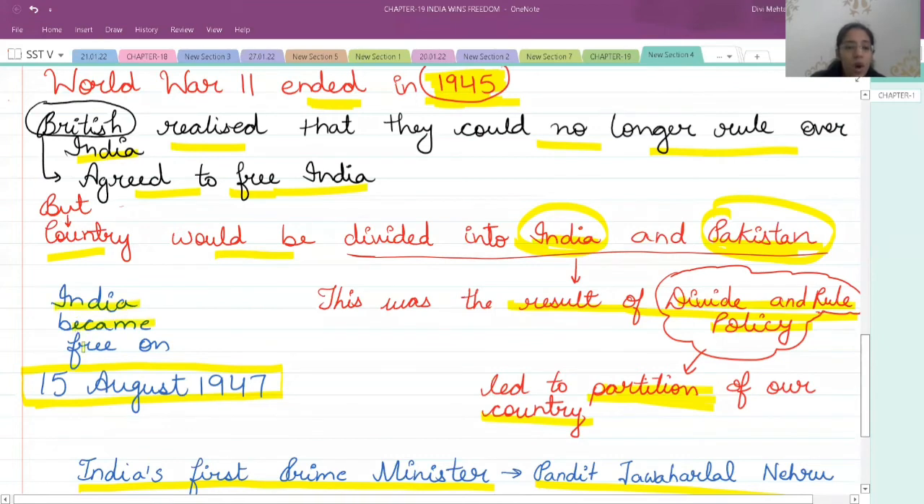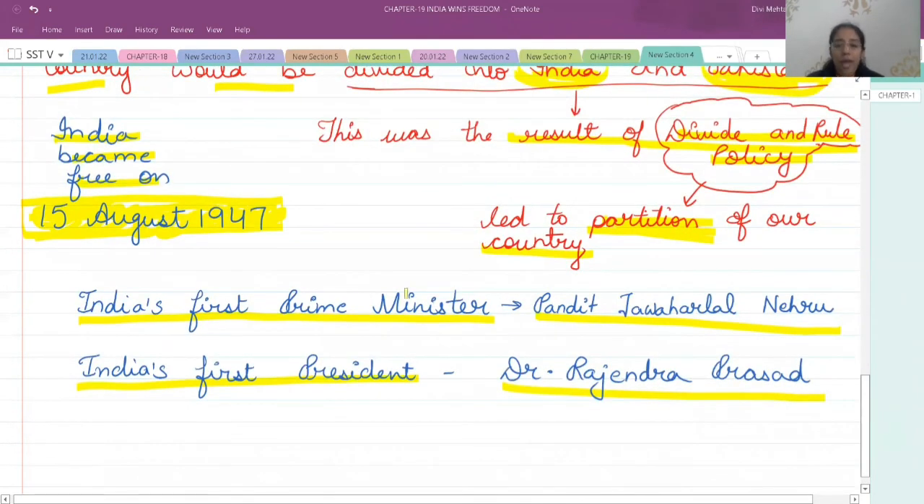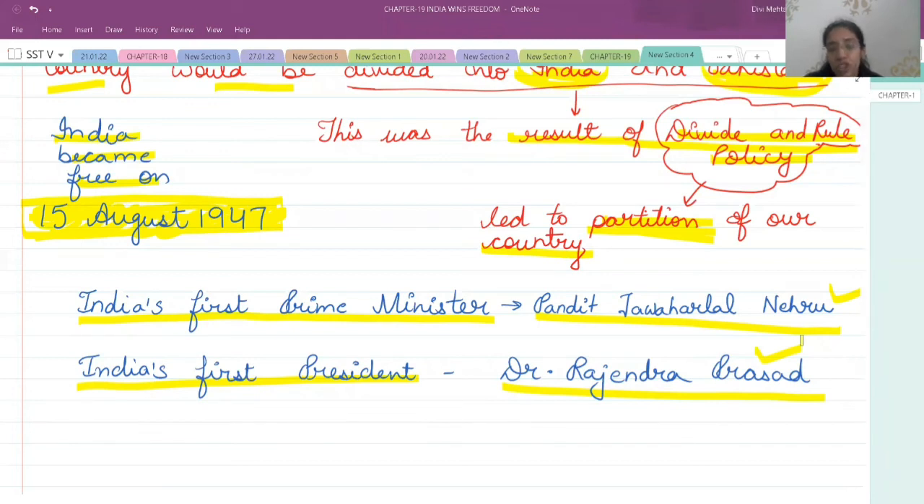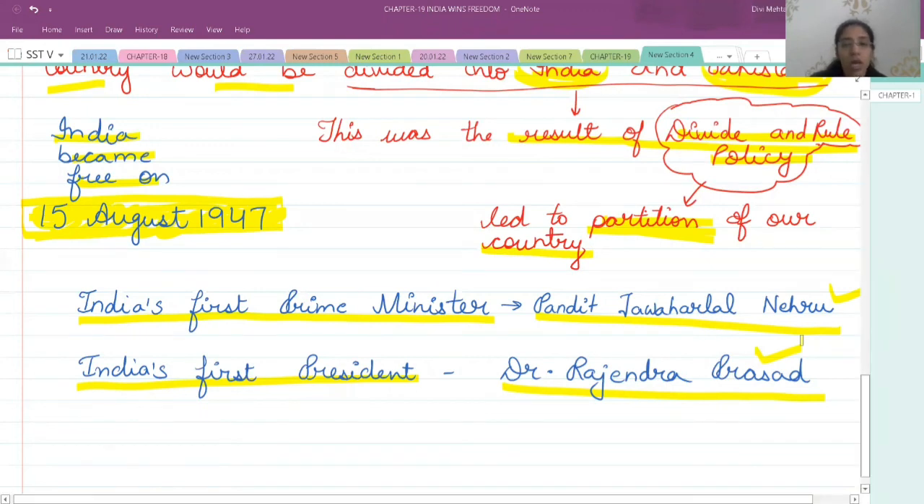India became free on 15th August 1947. Underline, when we got independence: 15th August 1947. India's first Prime Minister was Pandit Jawaharlal Nehru, and the first President was Dr. Rajendra Prasad. Here, your chapter is finished.